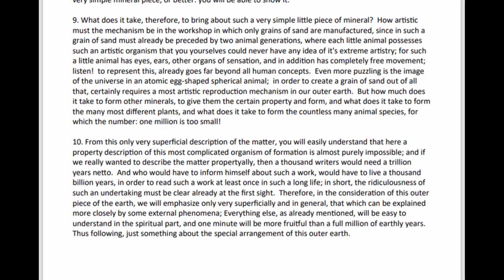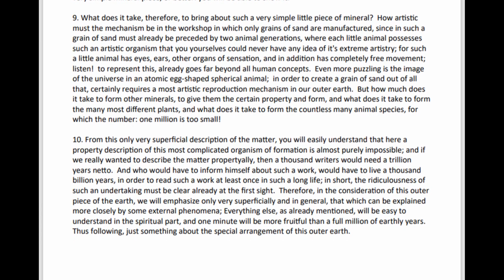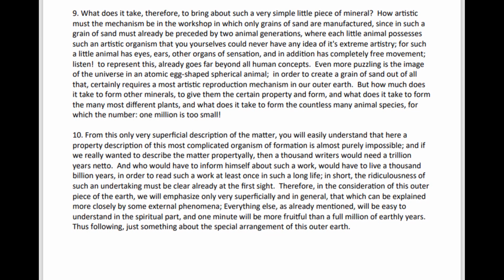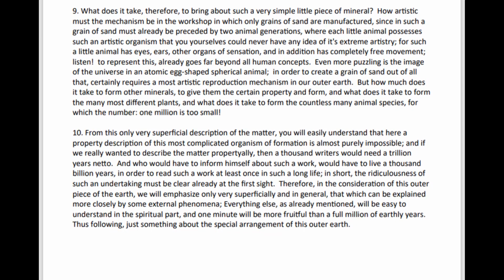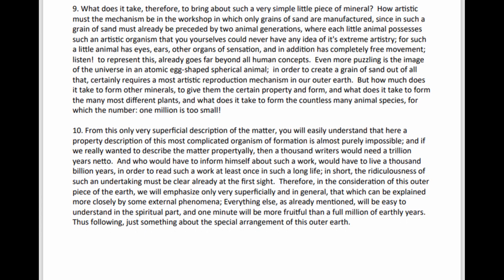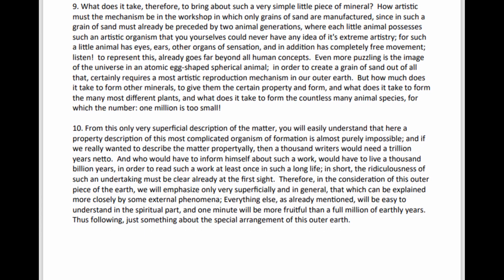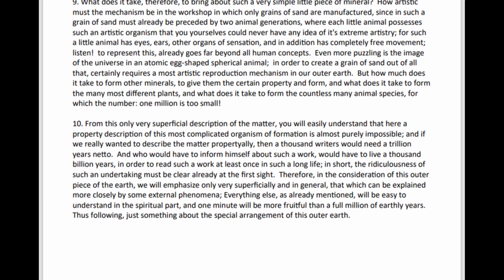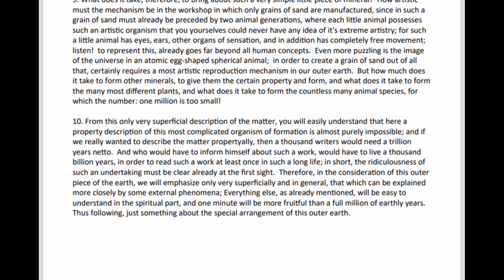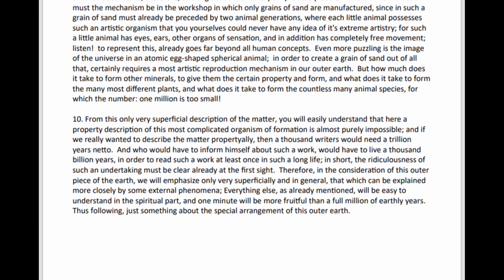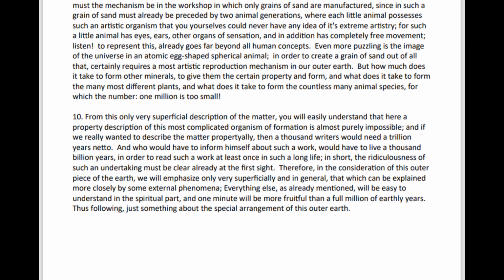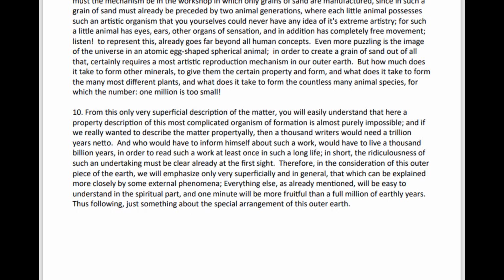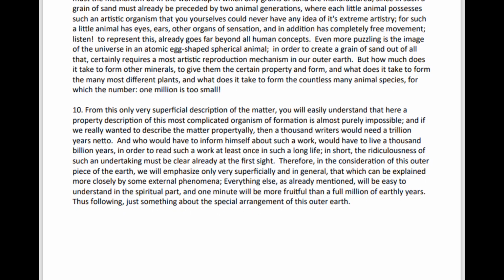Therefore, in the consideration of this outer piece of the earth, we will emphasize only very superficially and in general that which can be explained more closely by some external phenomena. Everything else, as already mentioned, will be easy to understand in the spiritual part, and 1 minute will be more fruitful than a full million of earthly years. Thus following just something about the special arrangement of this outer earth.